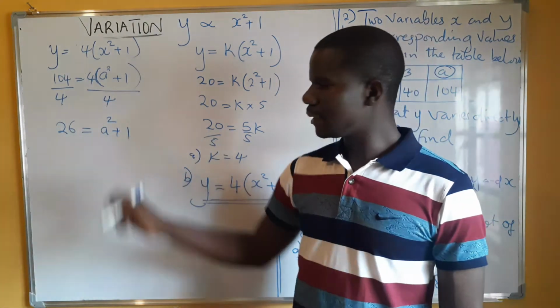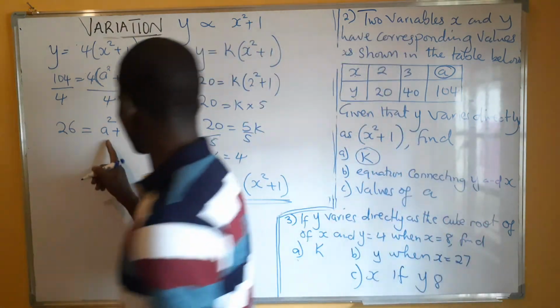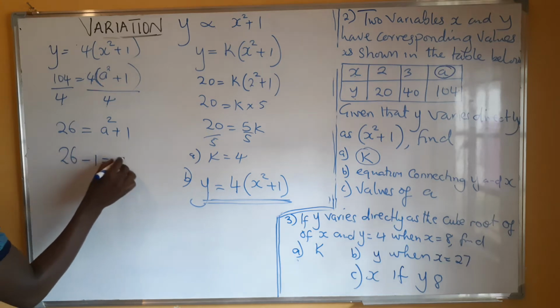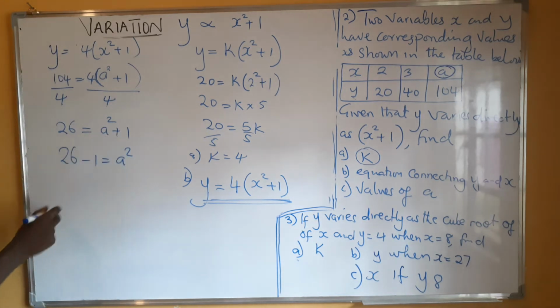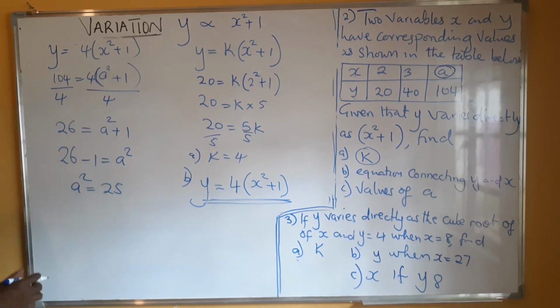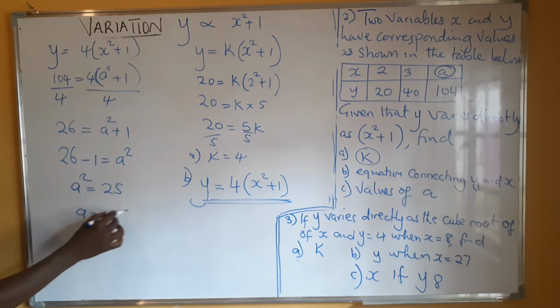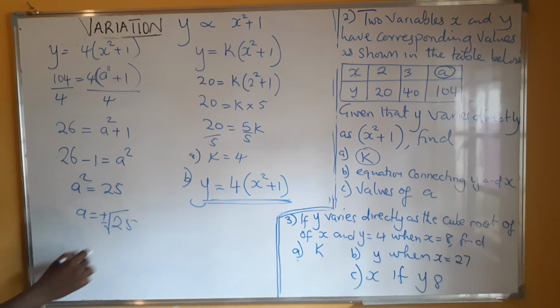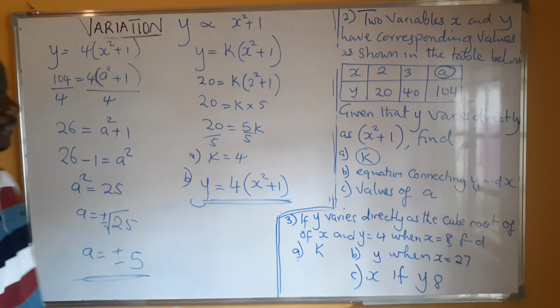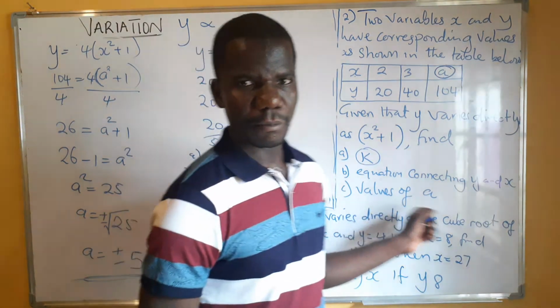So from this point, we need to solve for a. This is going to be minus a squared. The additive inverse of this plus 1 is minus 1. So this gives us a squared is equal to 25. So now, to find a, we need to get the roots, the roots of 25. And that is going to be plus or minus 5.